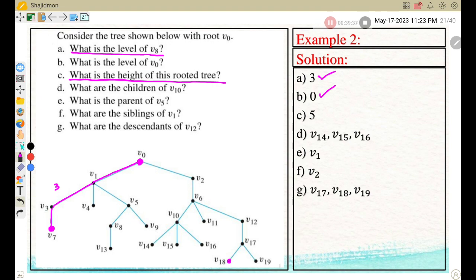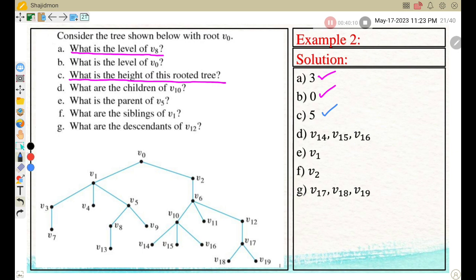Now for example, if I take vertex 18, what is its level? From V0 to V2 is 1, then 2, then 3, then 4, then 5. So here we are getting 5. So what is the maximum level? The 5th level, correct? So the height of that rooted tree is 5, the maximum height. Considering all the vertices, the maximum level you get is the height of the rooted tree. Hope you understood that one.